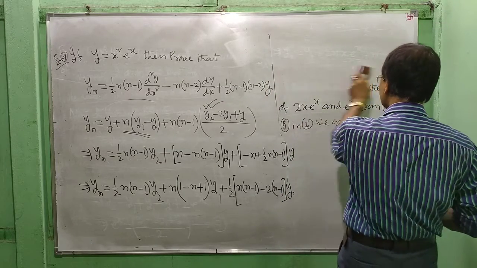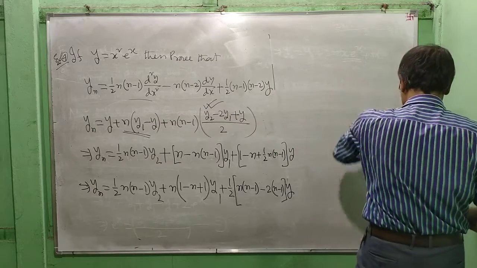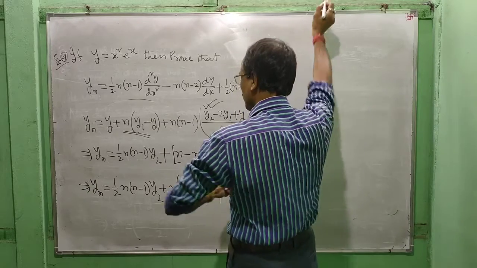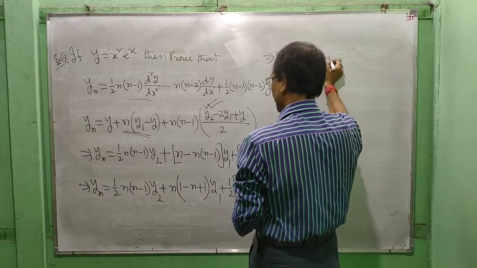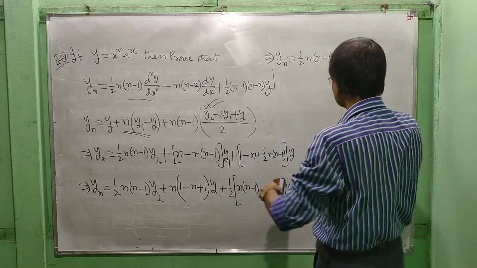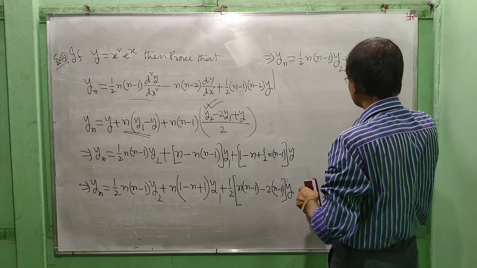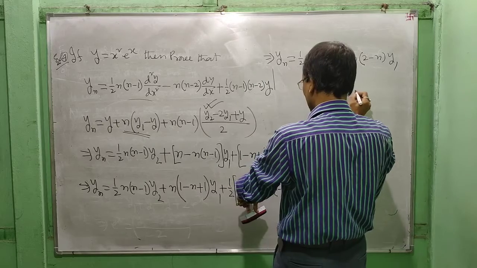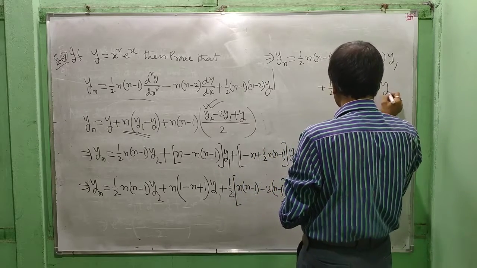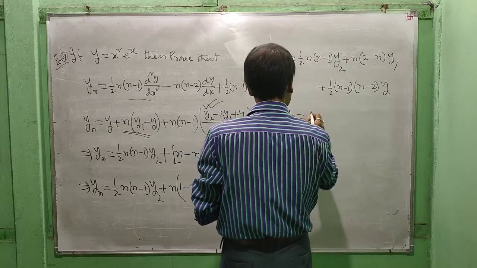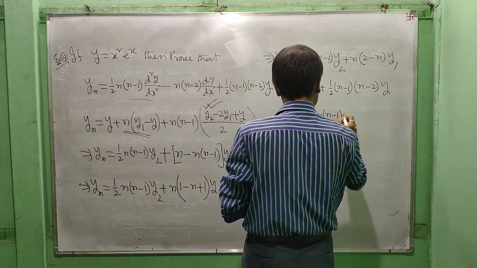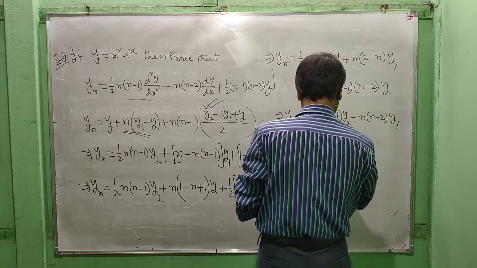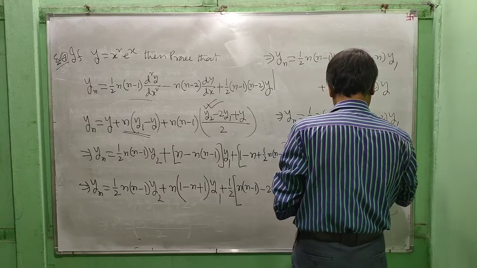Now, this means yn is equal to half into n into n minus 1 y2 plus n 2 minus n y1 plus 1 by 2 n minus 1 common n minus 2 y. This means yn is equal to half into n minus 1 y2 minus n into n minus 2 y1 plus half into n minus 1 into n minus 2 y.